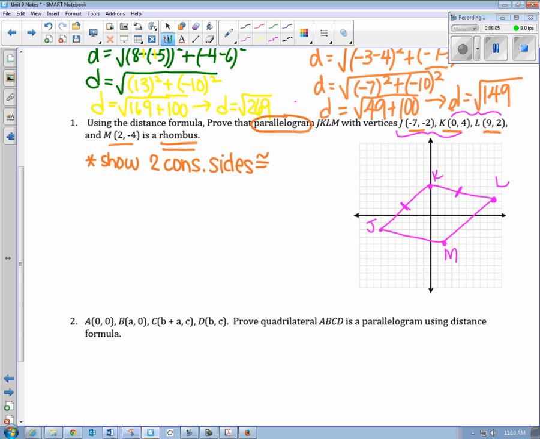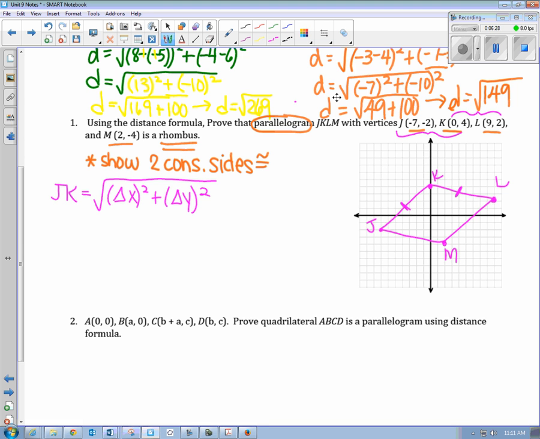So I'm going to first do the distance between these 2 points and then do the distance between these 2 points. So I'm finding the length of JK, and notice here, instead of putting the D, I actually put JK. I'm using the distance formula, so change in x squared plus change in y squared.